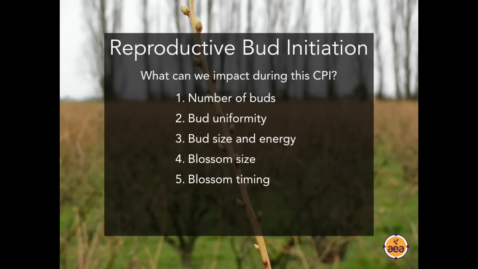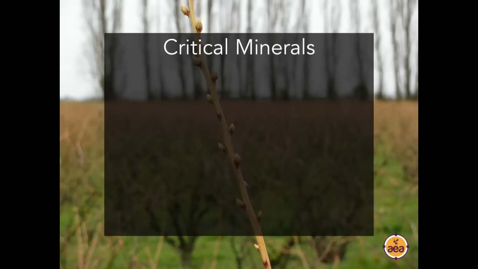So when you look at the overview, the summary of what we just spoke about, at reproductive bud initiation, this critical point of influence, we can impact the number of buds, the uniformity of those buds, the energy and size of each of those individual buds, the size of the blossom, and the timing and uniformity of the bloom. So what nutrients need to be managed at reproductive bud initiation to produce those effects?